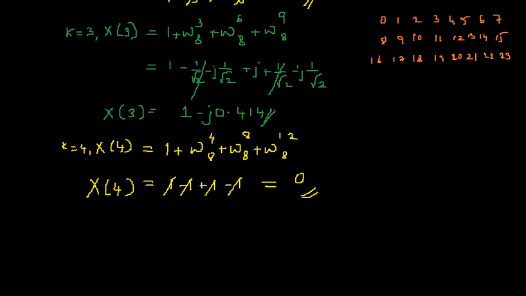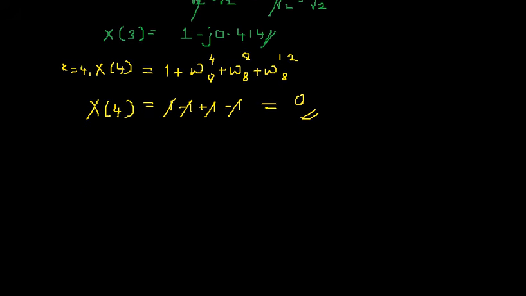I hope I'm clear here. Similarly, proceeding in the same way, now put k equal to 5. If I put k equal to 5, I am going to get X of 5. So what would be X of 5? First I need to write the expression 1 plus W8 to the power k, that is 5, plus W8 to the power 2k, that is 2 into 5, that is 10, plus W8 to the power 3k, 3 into 5, that is 15.